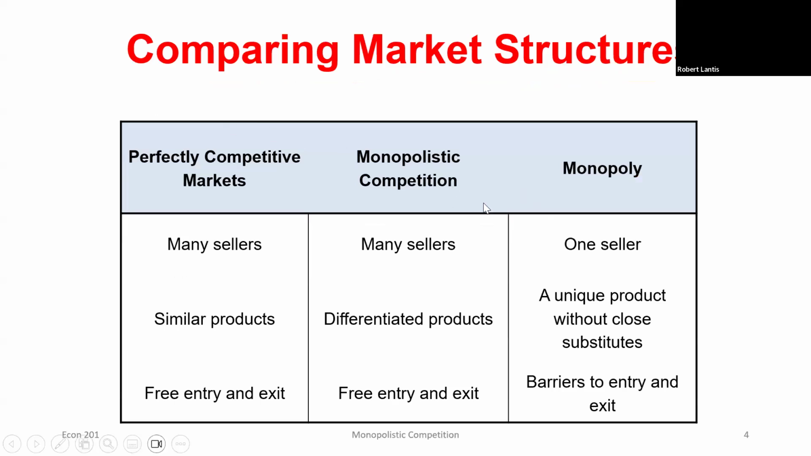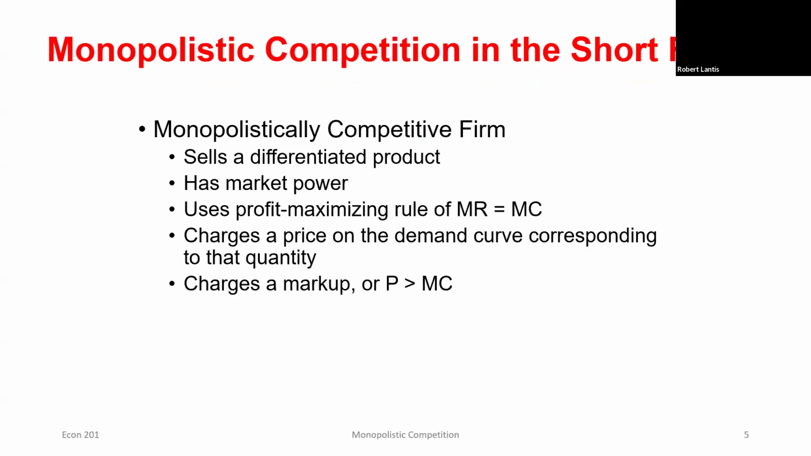So kind of the mashup of the two markets we've already talked about is the one that we'll look at today. Many sellers, free entry and exit, but we've got a differentiated product, unlike a perfectly competitive market, which is going to move us closer to that monopoly outcome. So what are some characteristics? And we'll look at some visuals here. A monopolistically competitive market, when we start drawing things out, is going to look almost no different than a monopoly. We're going to identify some key differences, but on its face, just drawn on its own, it looks very similar to a monopoly market.